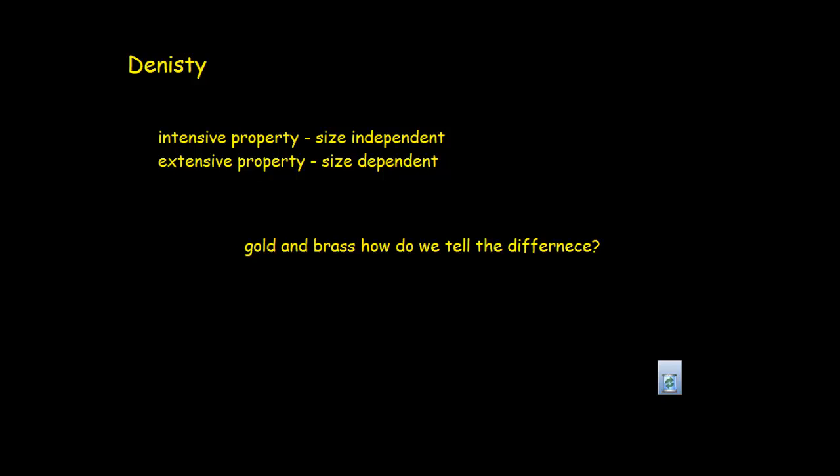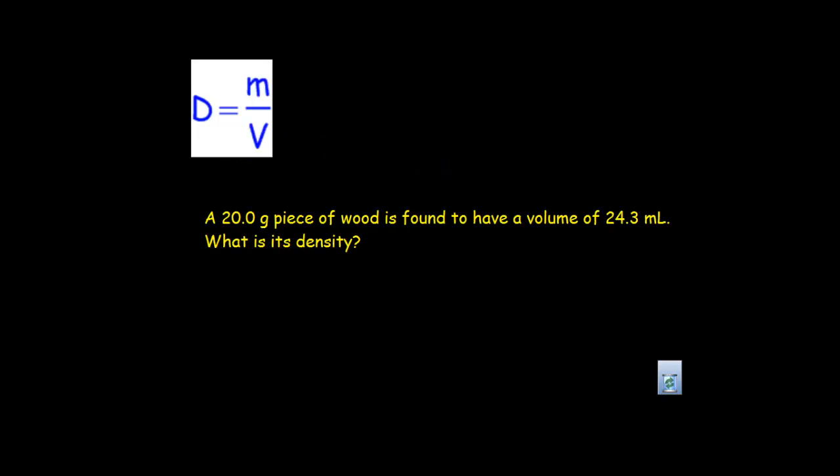So what we're going to do is look at, first of all, the equation for density. Density is simply the mass divided by the volume. This could be in grams per milliliter. It could be in kilograms per liter. It could be in grams per centimeter cubed. Okay, anything to do with mass divided by volume.